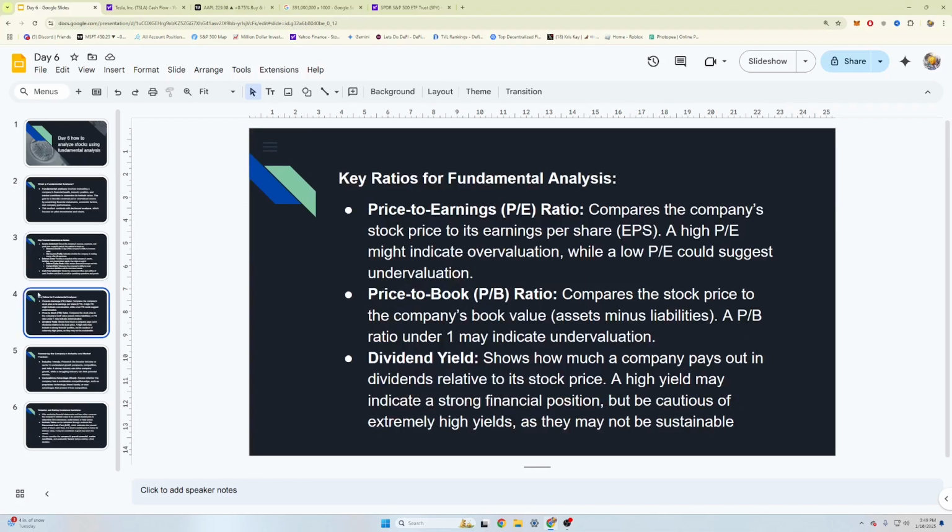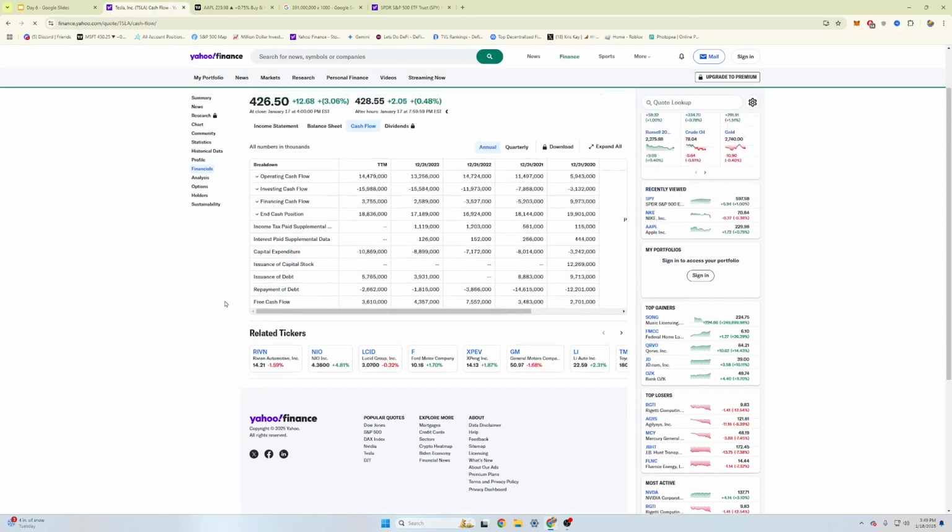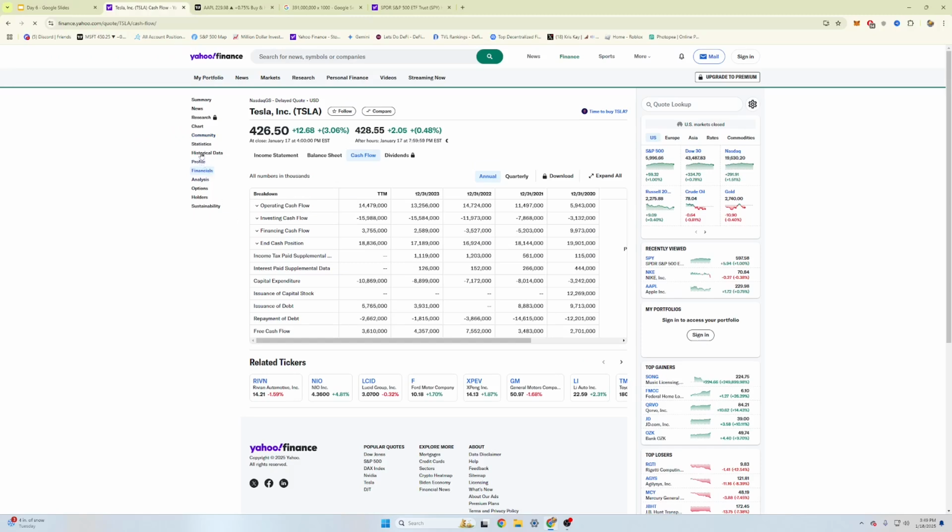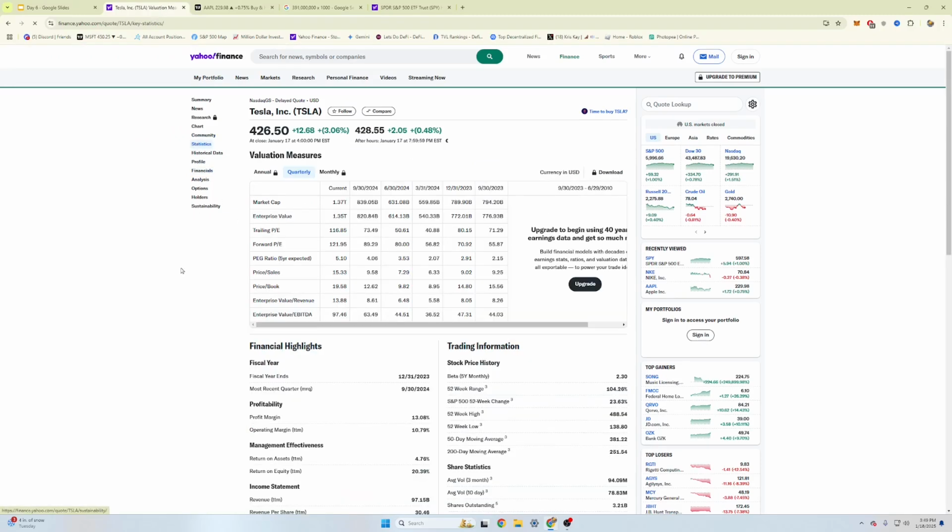All right. Next thing. P/E ratio compares a company's stock price to its earnings per share. A high P/E might indicate overvaluation, while a low P/E could suggest undervaluation. So remember how I was telling y'all earlier? We could look at Tesla actually now. P/E ratio. So the P/E ratio is the price to earnings. So what is the price compared to its earnings?